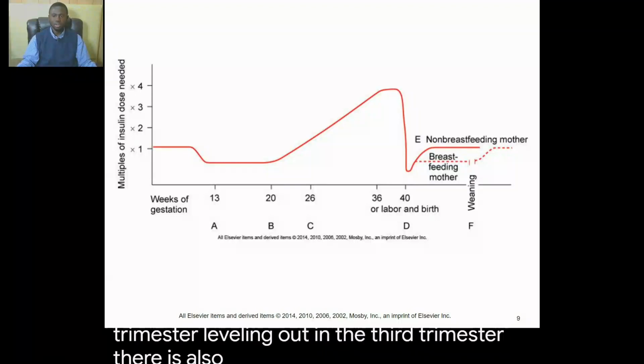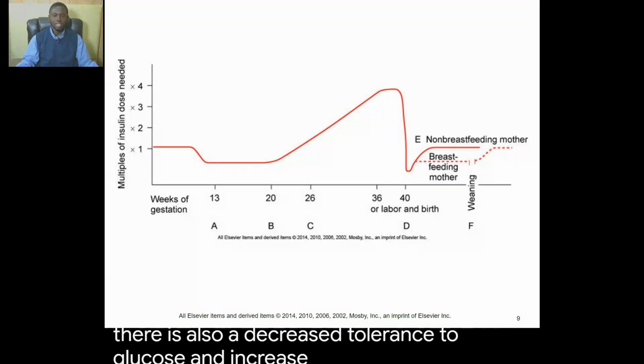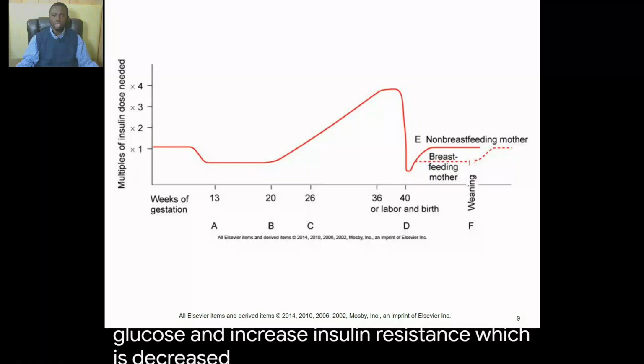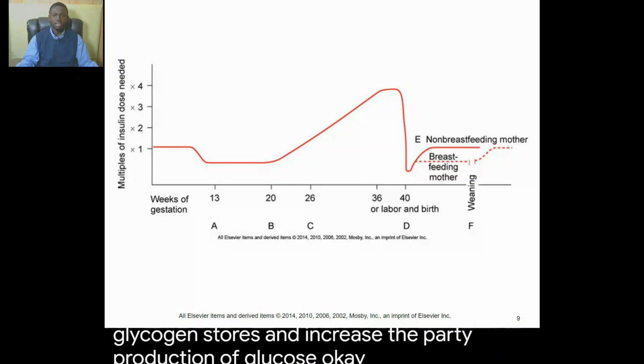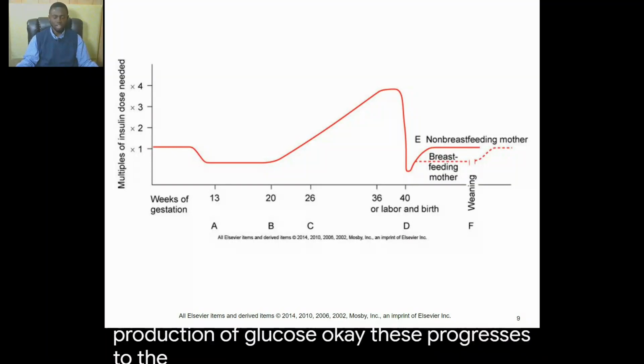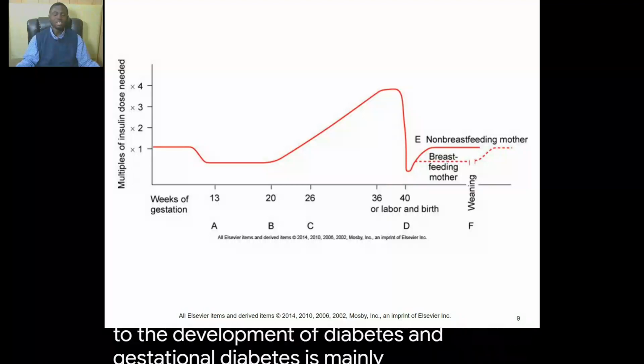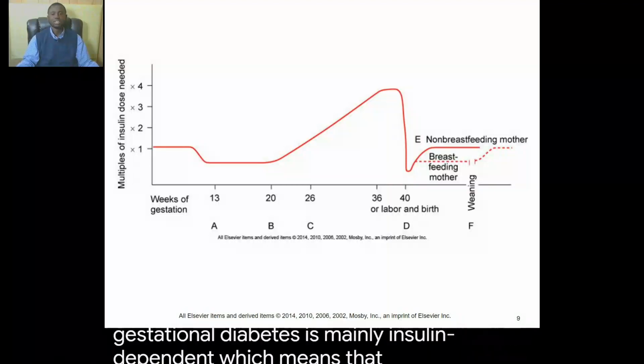There is also a decreased tolerance to glucose and increased insulin resistance, which is a result of decreased hepatic glycogen stores and increased hepatic production of glucose. This progresses to the development of diabetes, and gestational diabetes is mainly insulin dependent, which means that insulin can be used to manage this type of diabetes.